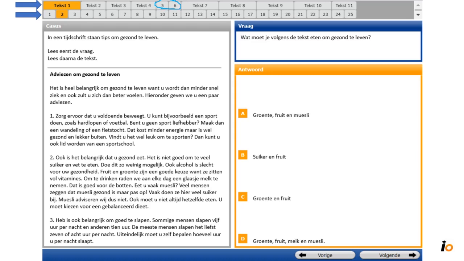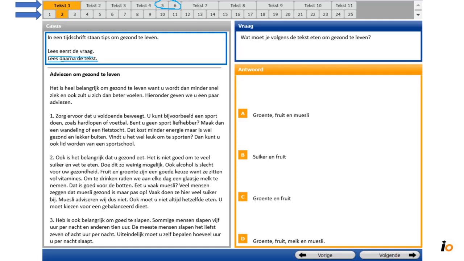Okay, what else do we see? Next, you see on the top left, there is a context description of the text, and also it says what the source is. It says here, "in een tijdschrift staan tips om gezond te leven," meaning in a magazine there are tips to live a healthy life. Below this context description, there are always these 2 sentences. It says, "lees eerst de vraag," first read the question, "lees daarna de tekst," then read the text. This instruction must be followed because it is the best and most effective way to solve an exam question. You should first go to the question and then move to the text.